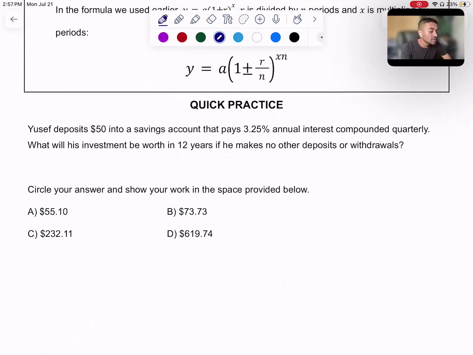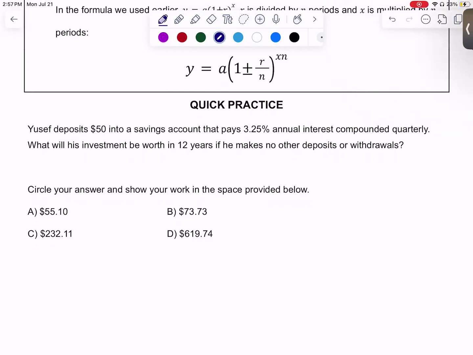Yusuf deposits $50 into a savings account that pays 3.25% annual interest compounded quarterly. What will his investment be worth in 12 years if he makes no other deposits or withdrawals? So, box every piece of information given to us. He deposits $50. That's our A value, his starting amount. The savings account is going to pay 3.25% annual interest. Let's box that. That's our R value. That's our percentage. R is the percent, 3.25%.